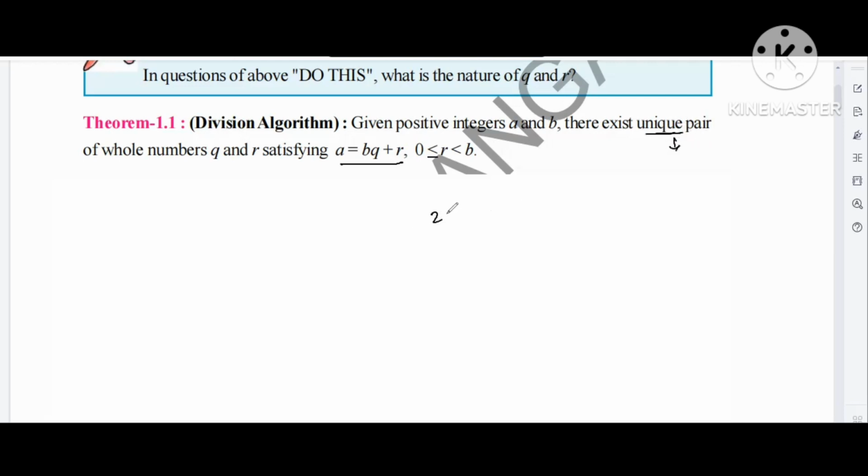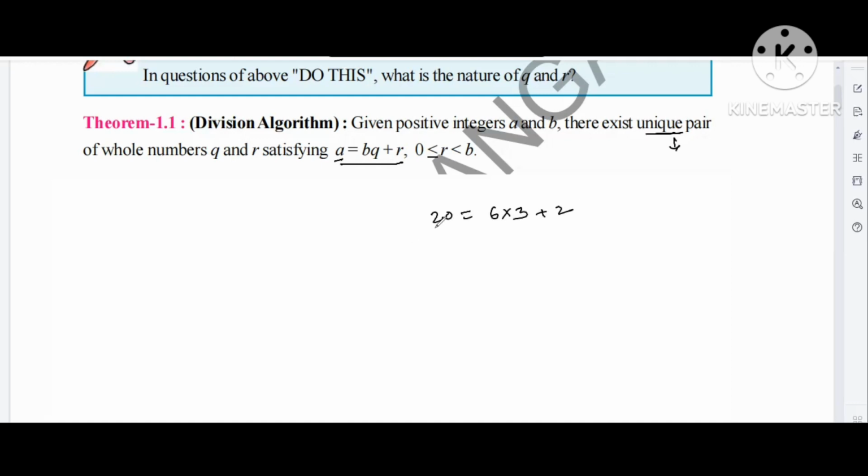Okay. If you are taking 20 and 6, I am taking a as 20 and b as 6. And what will be q? You can imagine 6 into what? What is the nearest number to 20 when you take the multiples of 6? 6 ones are 6, 6 twos are 12, 6 threes are 18, 6 fours are 24. If you take 4, we're getting 24. So we have to take 6 threes are 18, and we're getting only 18. So how much do we have to add to get 20? That is 2. So 6 threes are 18 plus 2, 20.